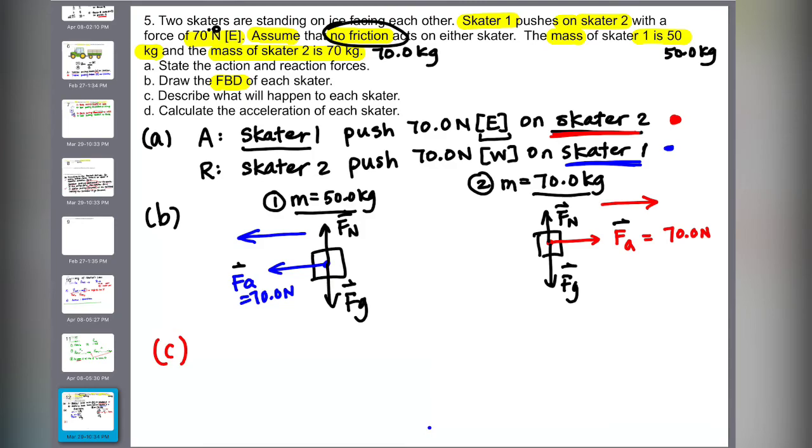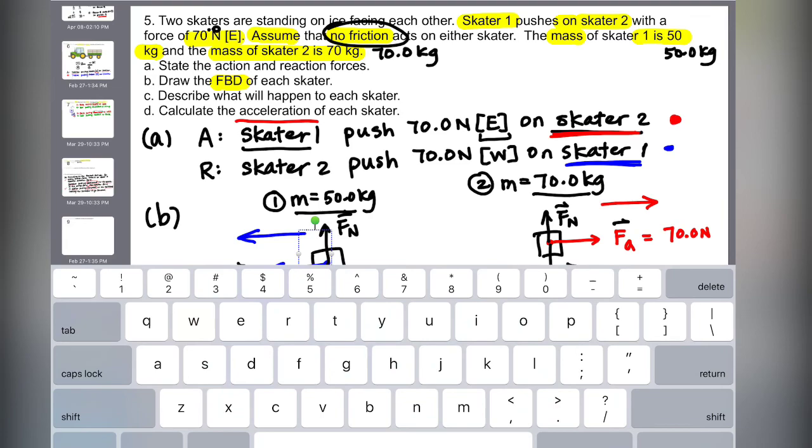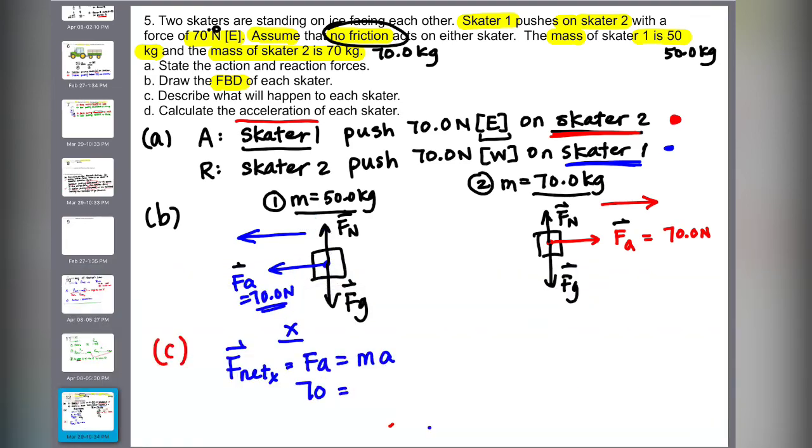Question C. Calculate acceleration. When it involves acceleration, we're going to have to find the F net. So for skater number 1, analyze the forces along X. I only have one force, so F net X is equal to FA. F net equals MA. And in this case, FA is 70. And the mass of person number 1 is 50. And A is my unknown. Punch it in the calculator.